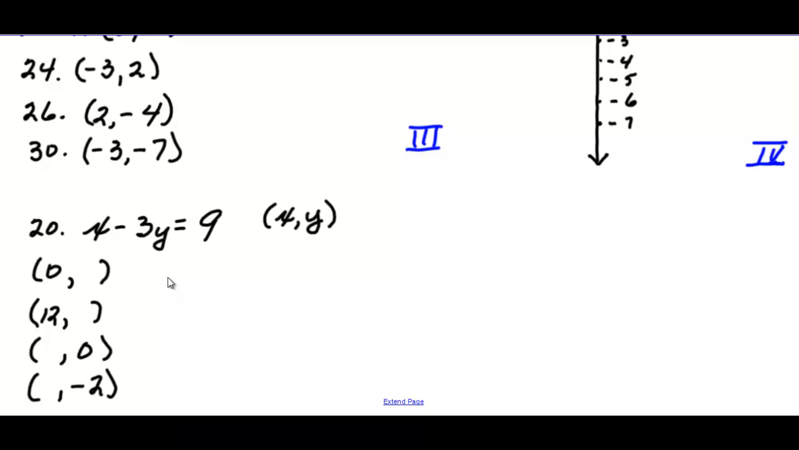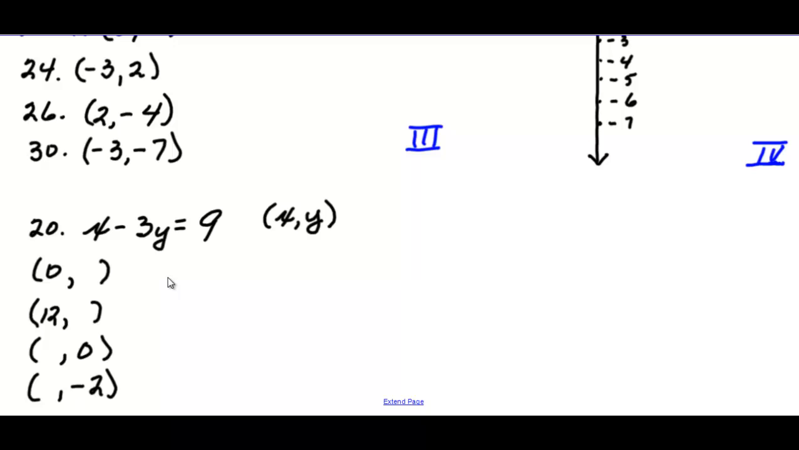All right. So if we have this x minus 3y equals 9, and we have these 4 points listed right below it. The first one is 0, and then comma, we don't know the answer to that. The second one is 12, comma, we don't know the answer to that. What we see in these first two is we are given the coordinate for x, but we know we need to solve for the coordinate for y.